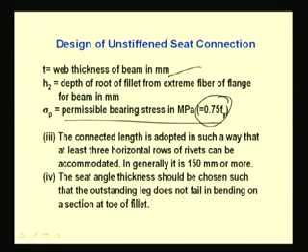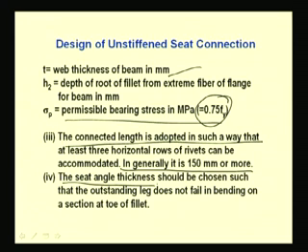So, the third step is that the connected length is adapted in such a way that at least 3 horizontal rows of rivets can be accommodated. Remember, generally it is 150 mm or more. So this also has to be remembered, that the connected length generally becomes 150 or more to adapt 3 horizontal rows of rivets. Next is the sheet angle.